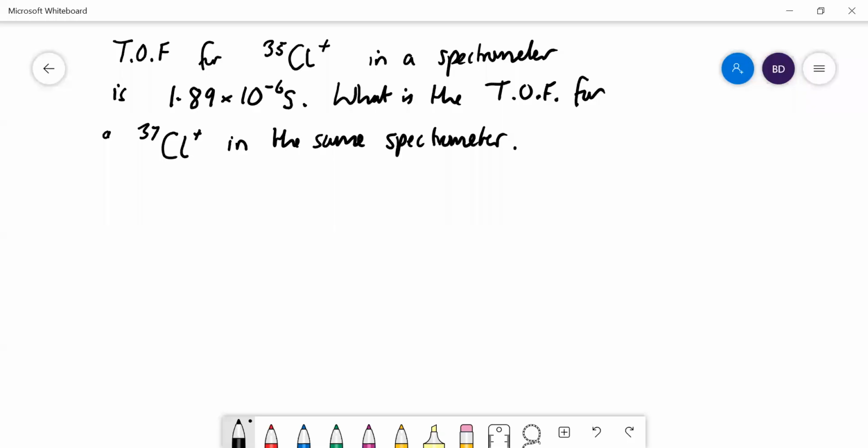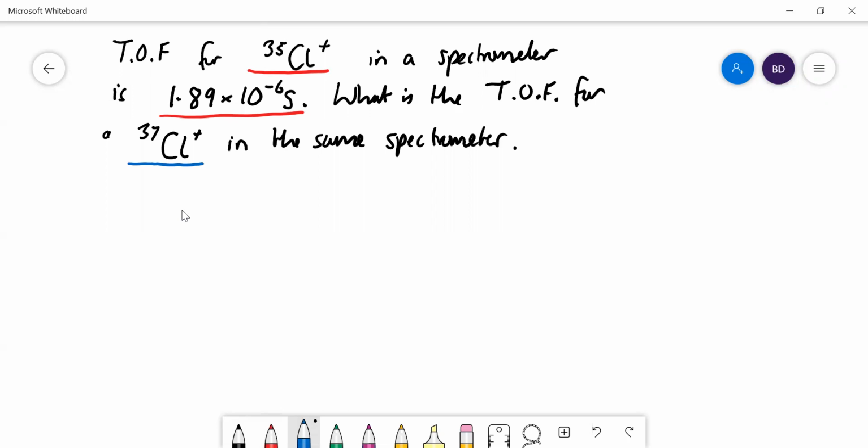Okay, here's a calculation for the time of flight spectrometer, which the first time you look at it, you think there's not enough information to be able to do the question, but there is. They say the time of flight for the 35 chlorine isotope is given, and they want you to work out the time of flight for the 37 isotope.